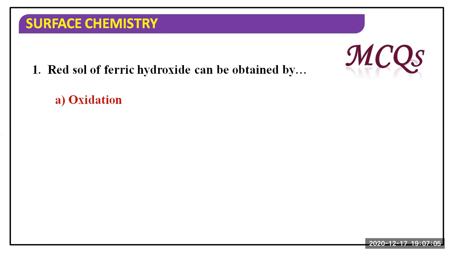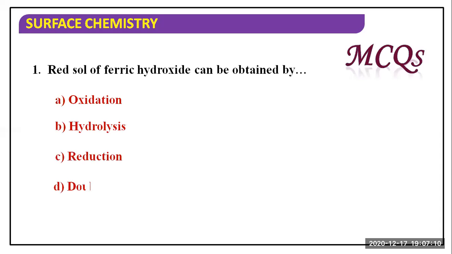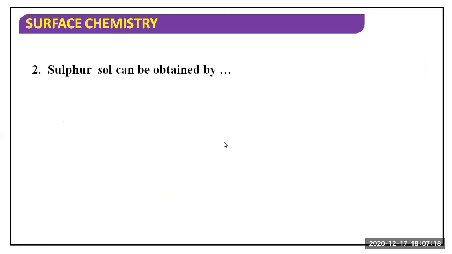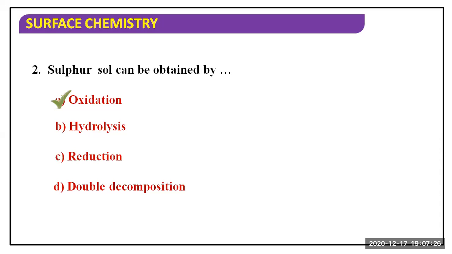Now red sol of ferric hydroxide can be obtained by hydrolysis, not reduction. Okay, it is hydrolysis. Sulfur sol can be obtained by reduction. Yes. Sulfur sol from H2S, you can obtain by reduction. So I mistook it. Okay.